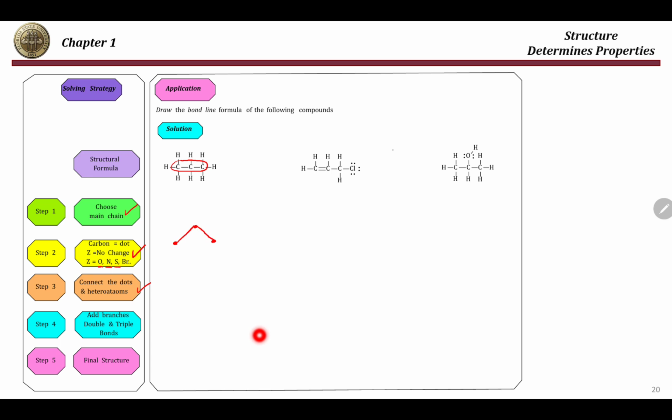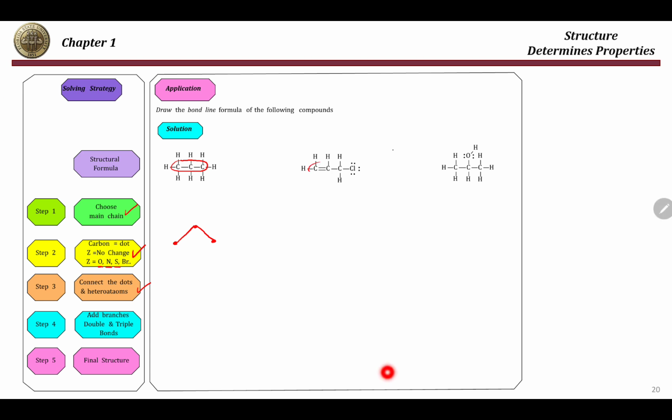And then once you're done, just compare your structure with the Lewis structure. And if you have to add a double bond or a triple bond or a bromine or oxygen or a branch, just do that. In this case, we don't have to add anything. Let's move on to the second example.